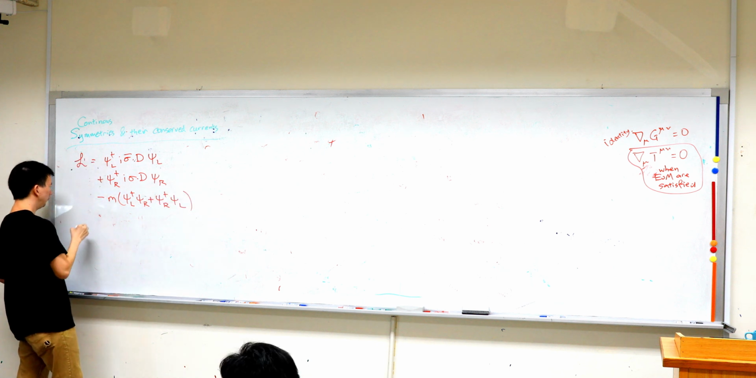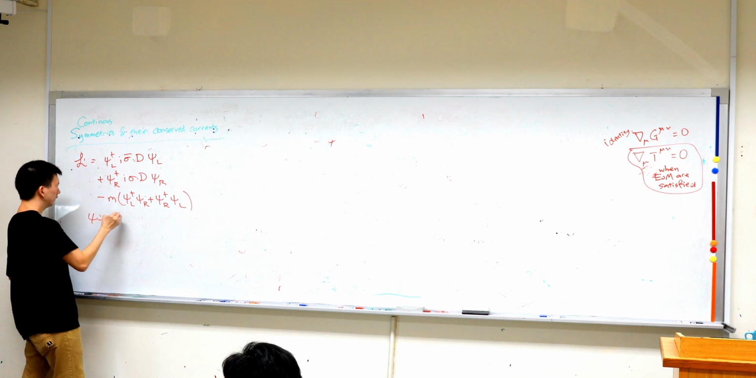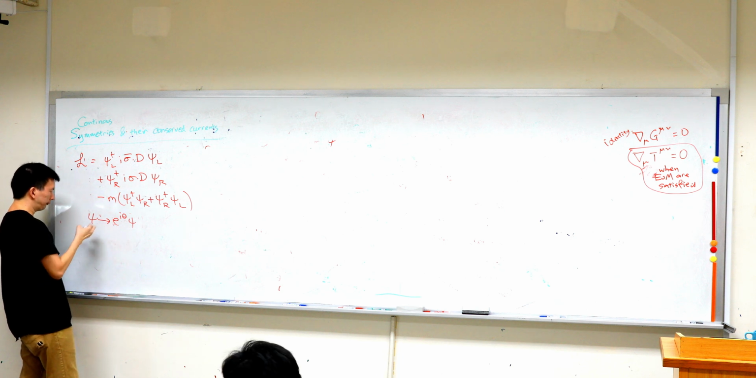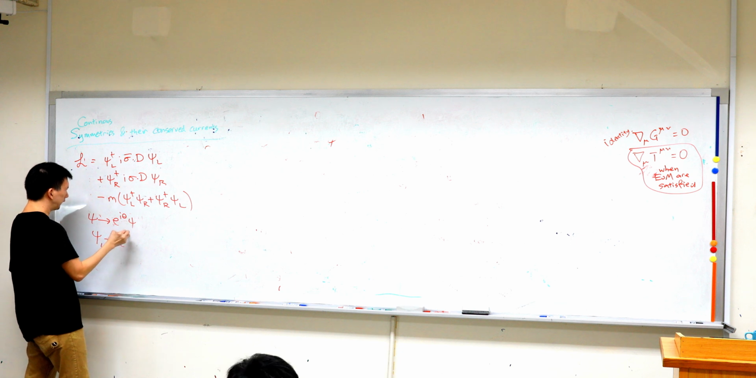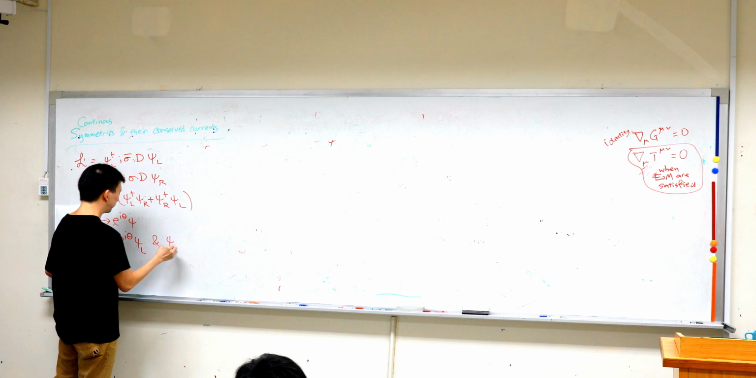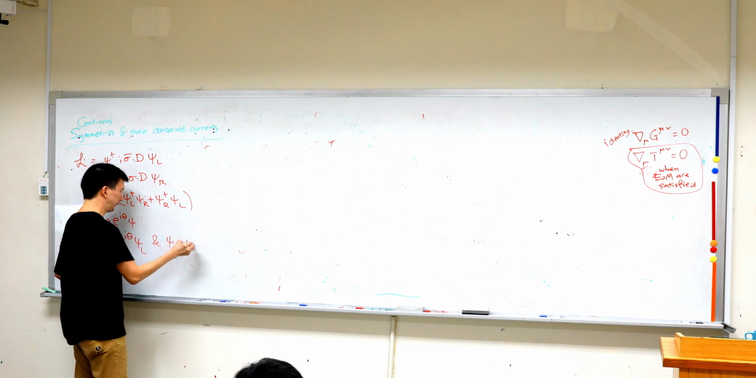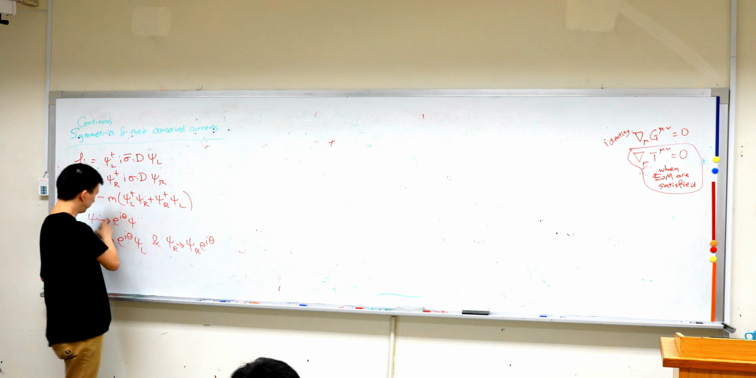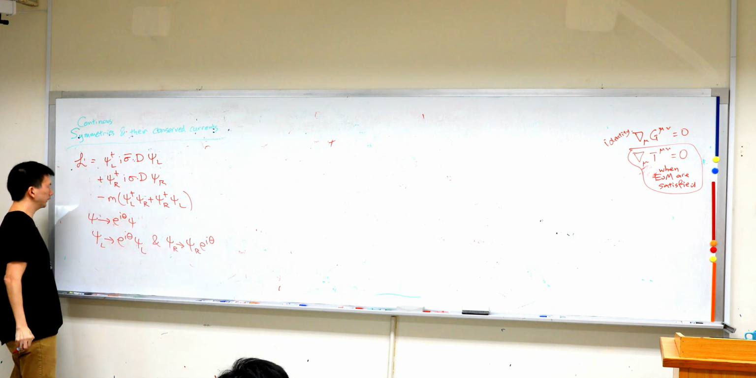So it should be clear that what I did just now can basically be split into two cases, right? Psi left goes to e to the i theta psi left, and simultaneously psi right goes to psi right times e to the i theta. Okay, so this is equivalent to these two things.